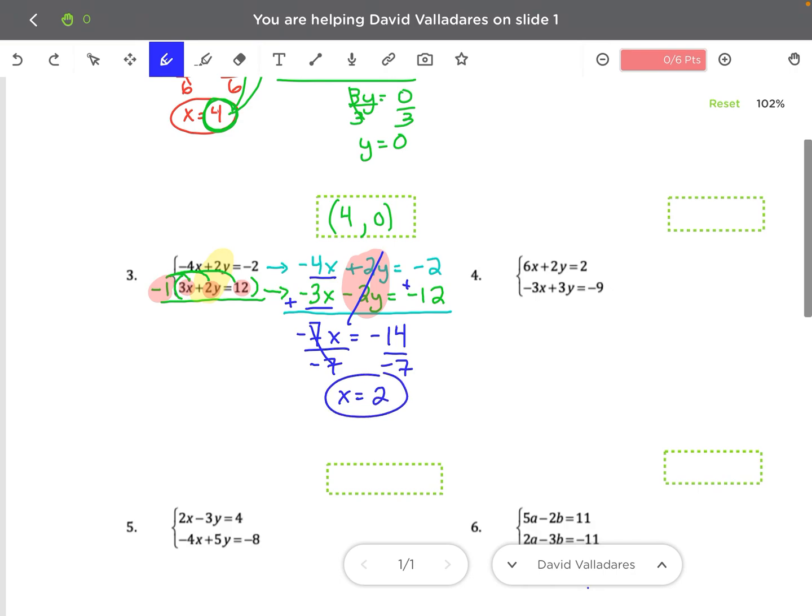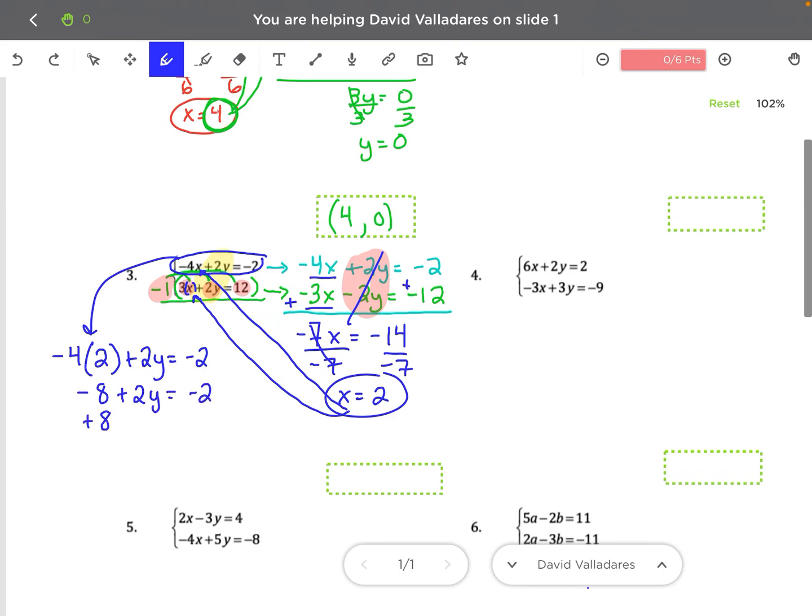I'm almost done. Now I have to take that 2 and do my last step of substituting it back in. Again, I can do either equation. I can either substitute it for x right here, or I can substitute it for the x up here. So I'll go ahead and do the top one again. So I'll have -4 times 2, in parentheses, plus 2y equals -2. And now I just work this out.